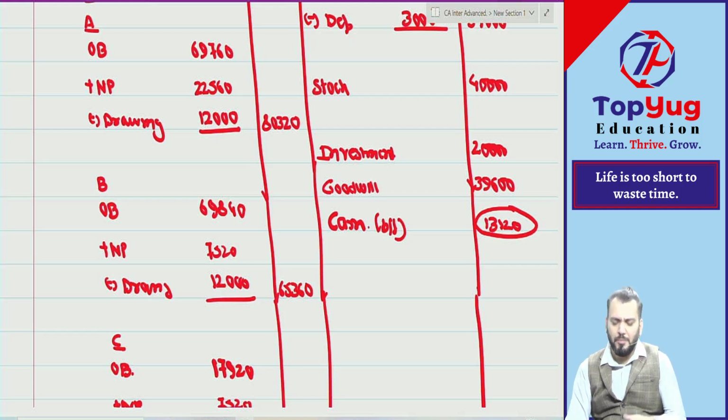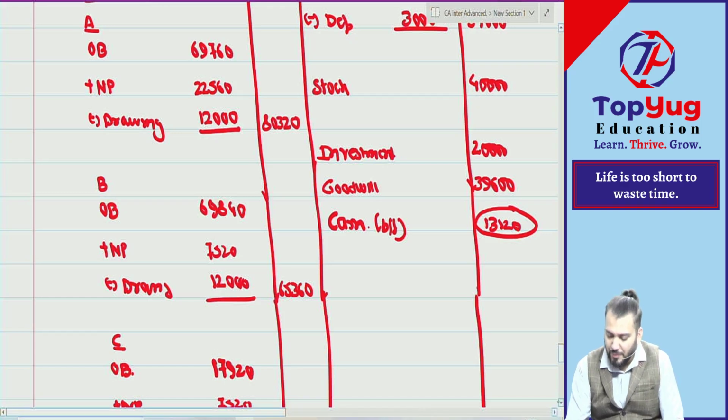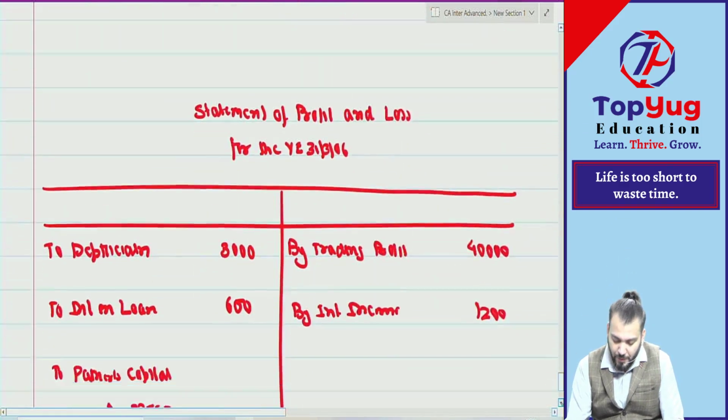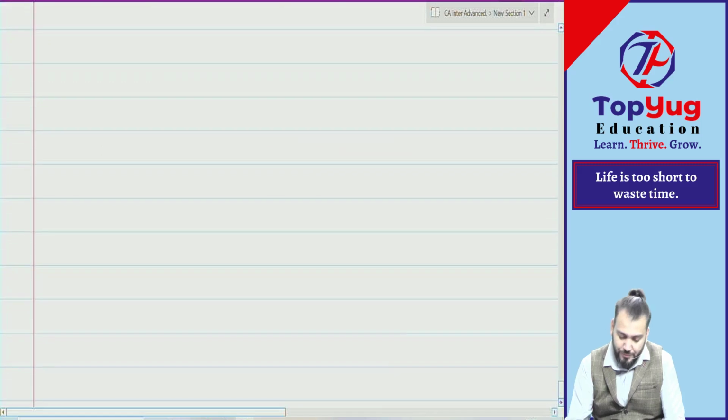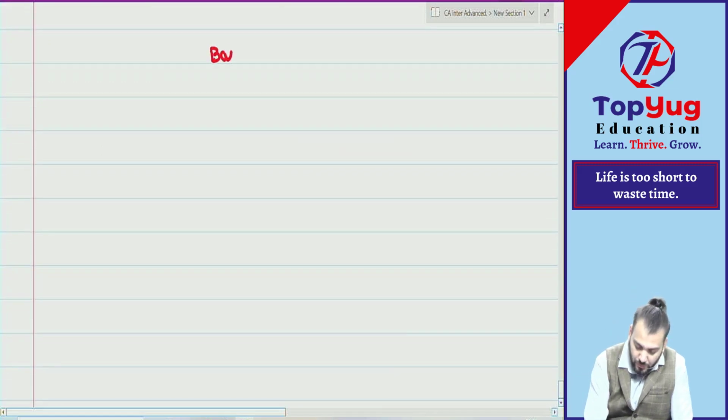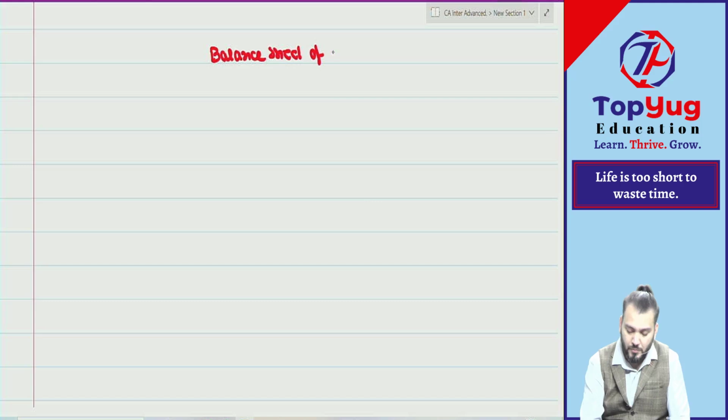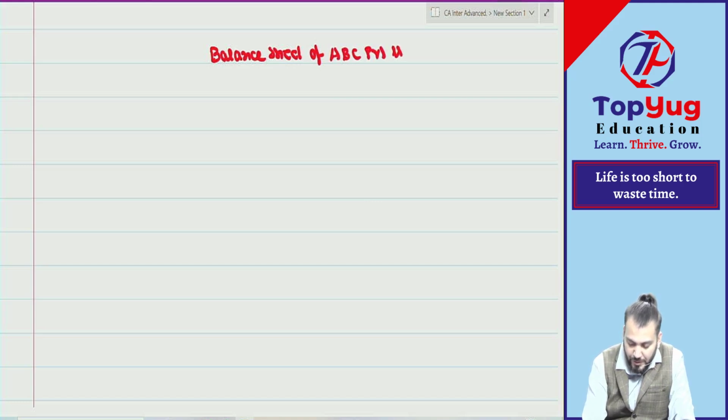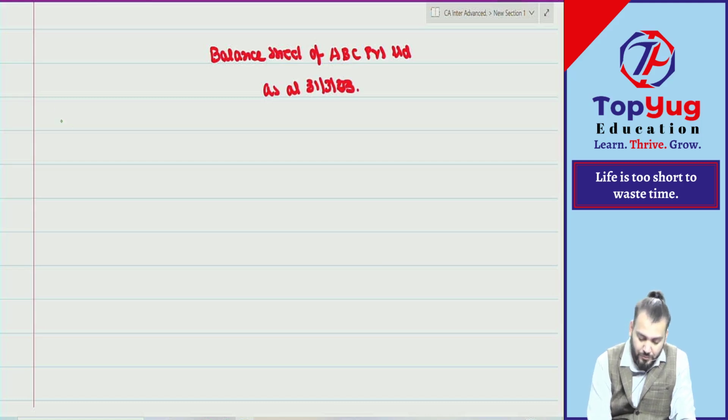Understood. Now we need to prepare balance sheet of company. Let us prepare balance sheet of company as per Schedule 3. Balance sheet of which company? What is the name? ABC Private Limited as at 31st March 2003 now.